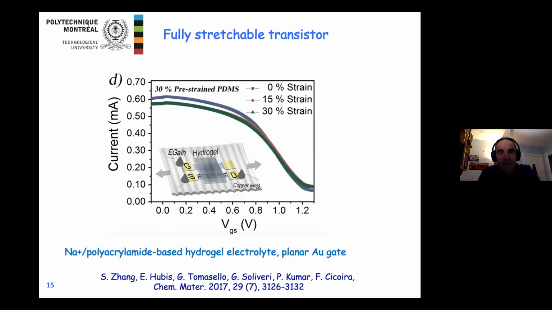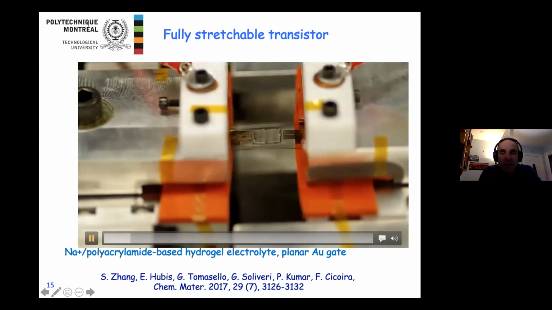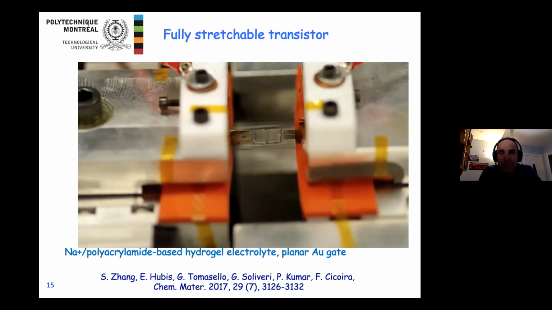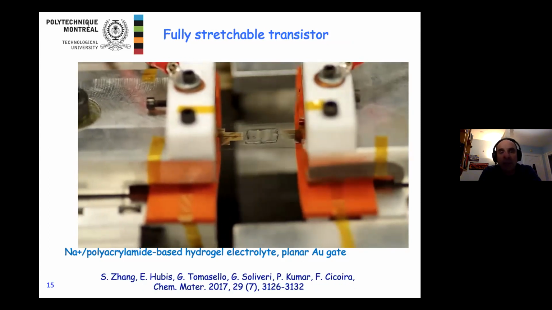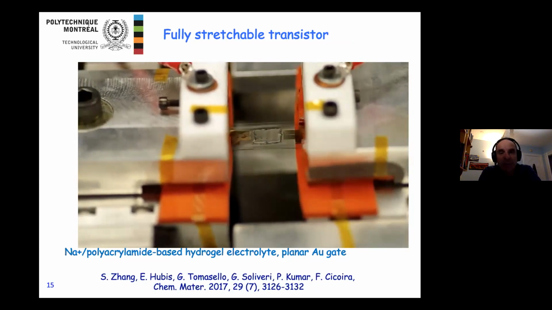You can see here the characteristics. Here it's a device which is operated at 0, 15%, or 30% strain, and you can see here that the performance is pretty much the same. I hope I'm able to show here how we characterize this device. So you can see here our tensile tester. What you see on the top is the hydrogel, which you can see stretches together with the rest of the device.